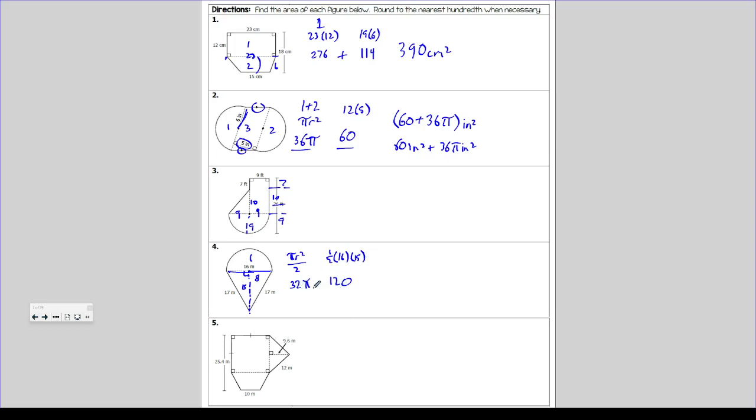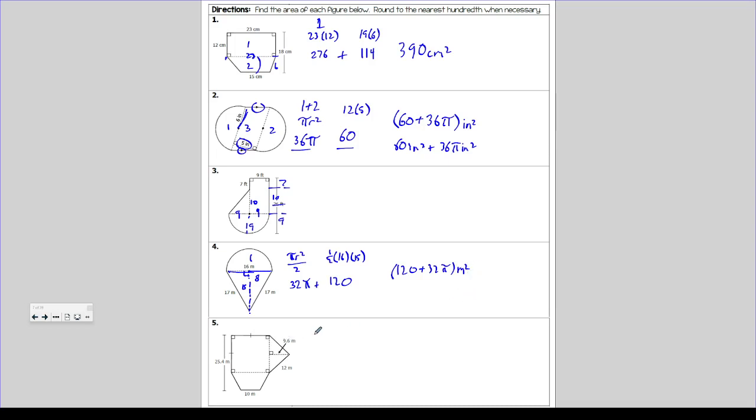So now we need to add those together. Again, we can't simplify between them because they're different sizes. So our answer would be 120 plus 32 pi with the units of square meters.